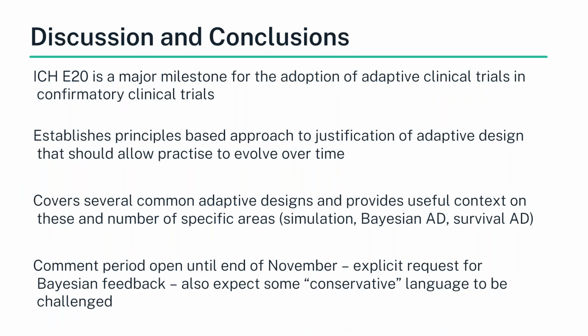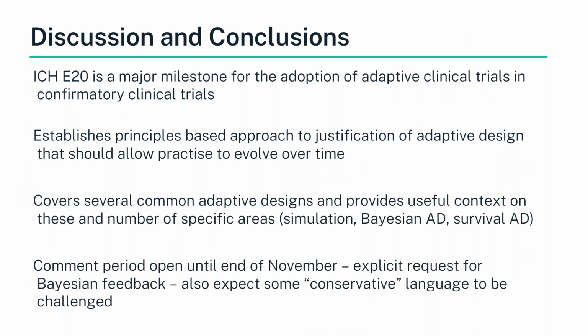So in terms of discussion conclusions, ICH E20 is a major milestone for the adoption of adaptive clinical trials in confirmatory clinical trials. It establishes a principles-based approach to justifying adaptive design, with, I think, enough flexibility that it should allow practice to evolve over time, and that we're not just going to be stuck with, here are the adaptive designs that work, here are the ones that don't. I think a principles-based approach allows that to evolve over time, and I'm sure there might be suggestions of editing it or improving it going forward, but even if it doesn't change, the hope is that it's flexible enough that it will allow that to happen naturally.